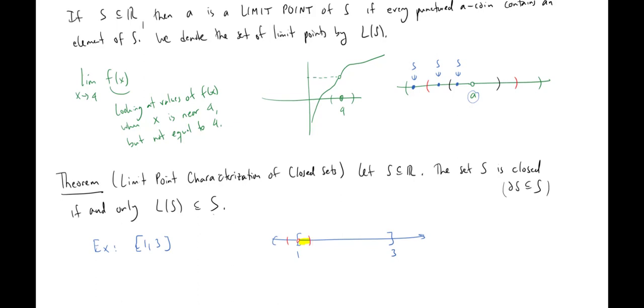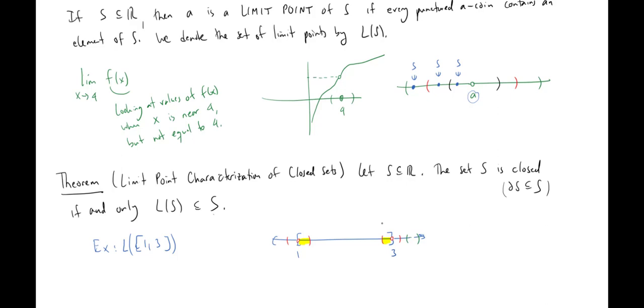And for the same reason, if I write down any punctured coin around 3, I'm going to get points that are inside the interval, and so 3 is a limit point. So everything seems the same so far. If I take the limit points of [1, 3], I'm certainly containing 1 and 3. Now let's say I take something outside of the interval, say over here to the right. If I put down a coin, even if it's punctured, it doesn't matter, I'm still not containing things in the interval 1 to 3. So stuff from outside the interval is not a limit point.